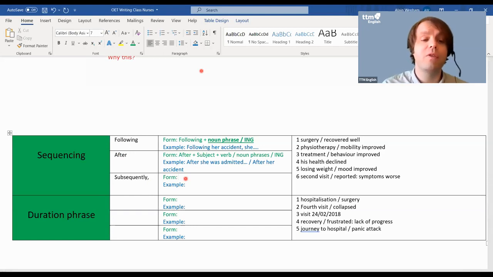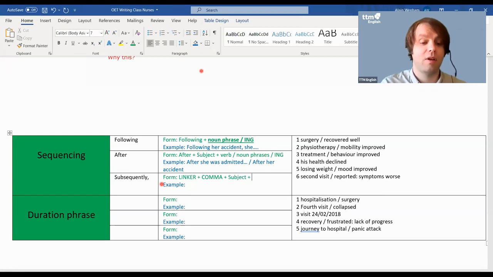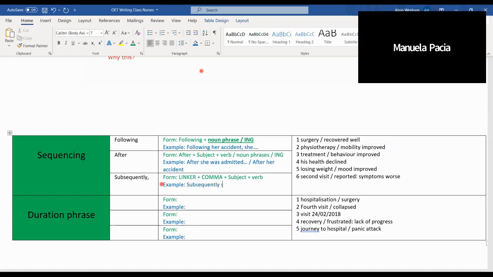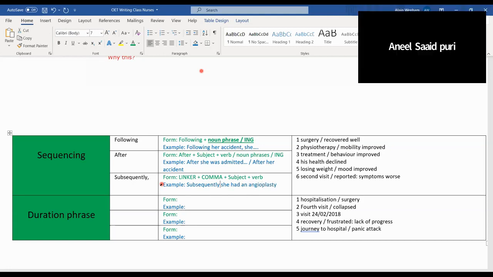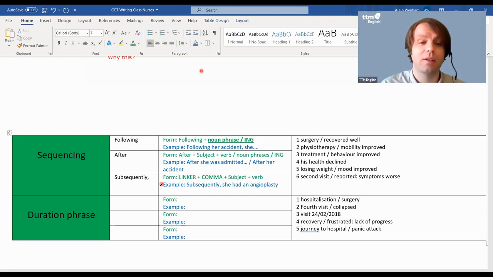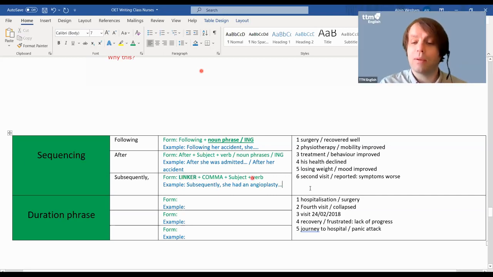But what's the form of subsequently? Let me ask this question to Ling or Anil again. What form is it? It's a linker, isn't it? Yeah, linker. Subject, verb, comma, plus subject and verb. Give me an example, Manuela. Subsequently, she had an angioplasty. Now, comma. What do I need here? Always with the comma. Why do I need a comma? Because it's a linker. So subsequently, she had an angioplasty, dot, dot, dot. Now, I'm going to stop talking and let you guys think about this for 1 minute.